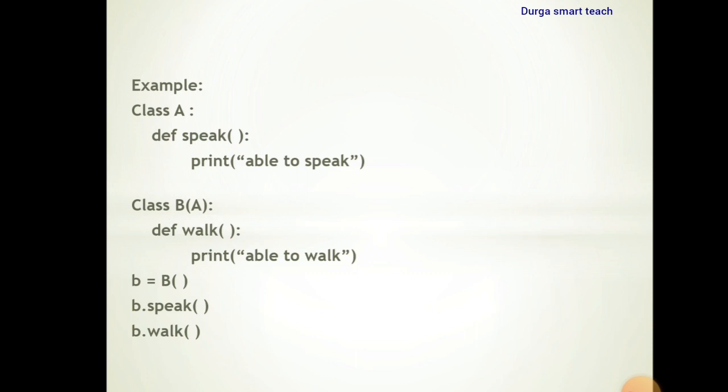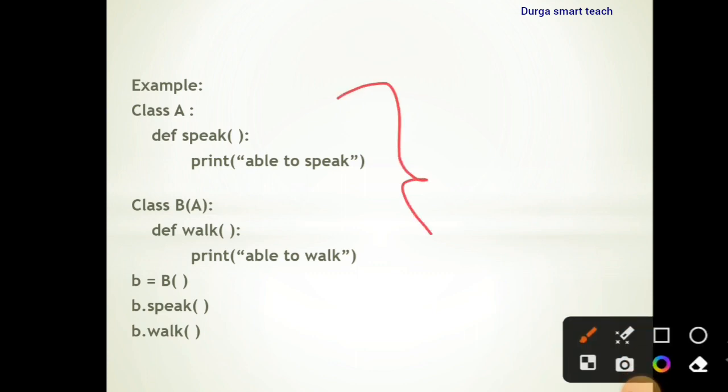If you want to call these functions, first you need to create an object. What is a class? A class is a blueprint which contains variables and methods. Next, what is an object? Anything in a Python program is known as an object. For creating objects you need to use classes. For object creation, the syntax is object name equals class name.